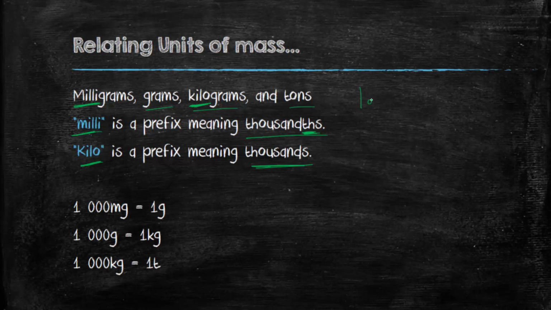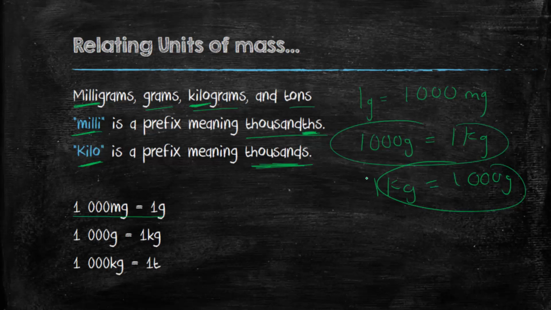So 1 gram equals 1,000 milligrams. Why? Because milli means thousandths, so it's to the right of the decimal. Meaning 1 gram equals 1,000 milligrams, or another way of looking at it, 1,000 milligrams equals 1 gram. Now, since kilo means thousands, 1,000 grams equal 1 kilogram, or 1 kilogram equals 1,000 grams. These two statements are identical, obviously.